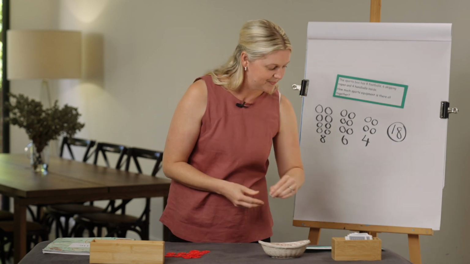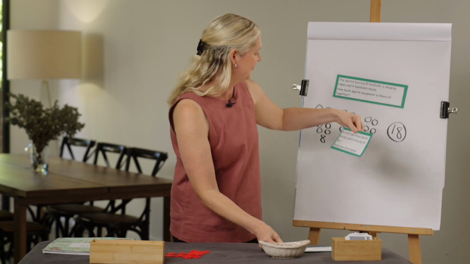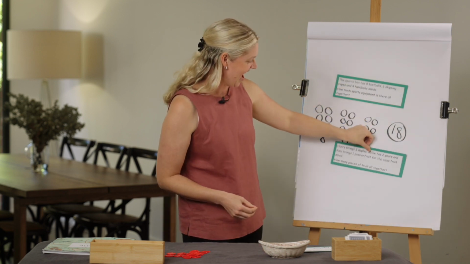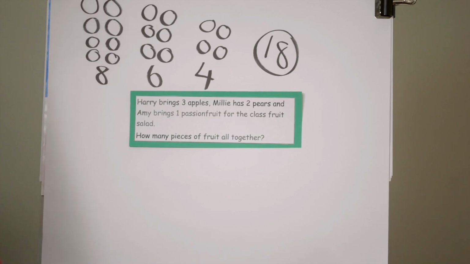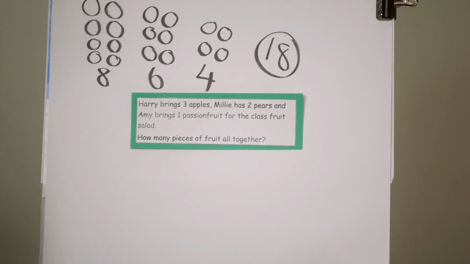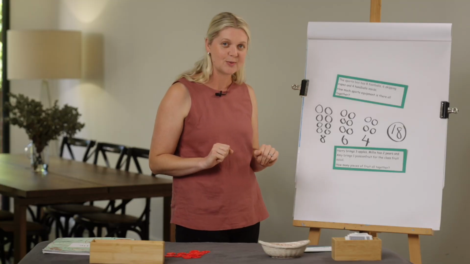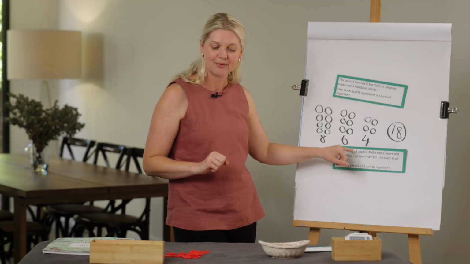This time, Harry brings 3 apples. Millie has 2 pears. And Amy brings 1 passion fruit for the class fruit salad. How many pieces of fruit altogether? Let's use our counters. First, we'll get the apples.